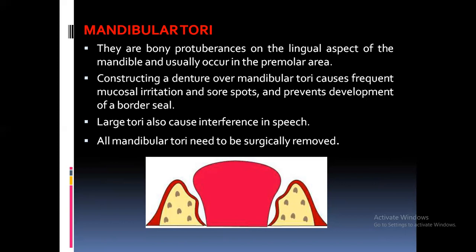And this picture shows the mandibular tori. Mandibular tori are usually present on the lingual aspect of the mandible in the premolar area, and the placement of the denture over the mandibular tori leads to mucosal irritation, sore spots, and also it prevents the development of the border seal.